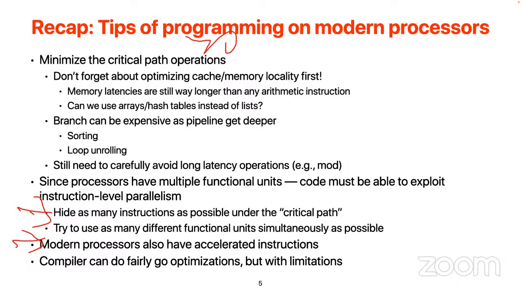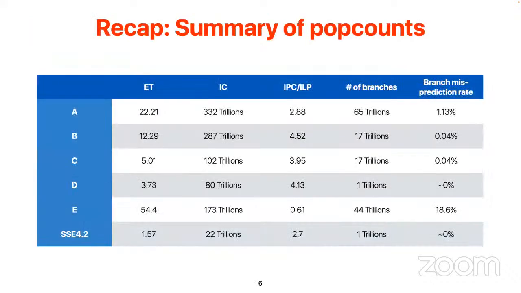So finally, compilers: don't over rely on them. There are things the compiler can do, but there are also things the compiler cannot do. For example, the 5th version, version D in pop count, is obviously a pop count problem, but the compiler just cannot figure it out because it's not that obvious to the compiler. So those are the limits of compilers.